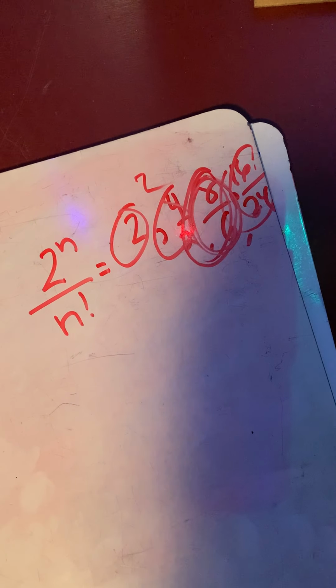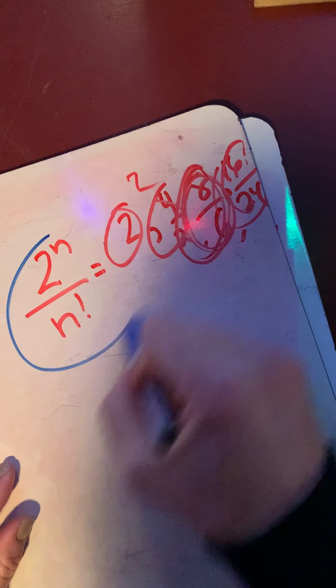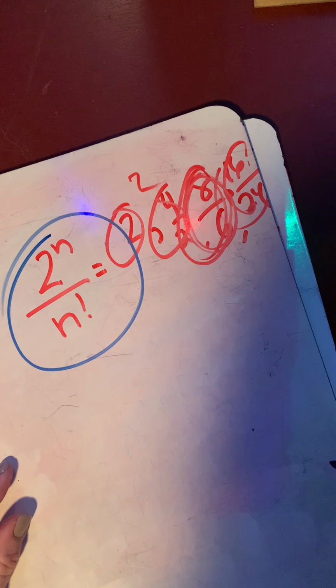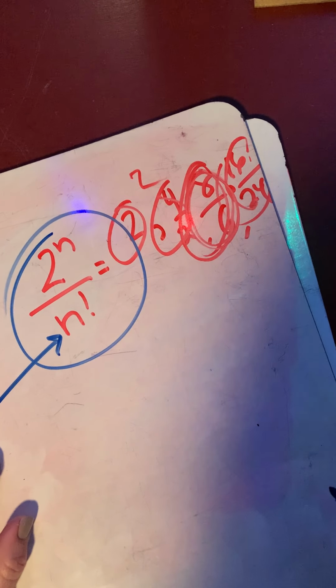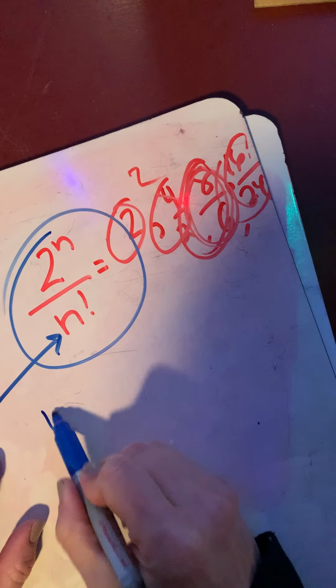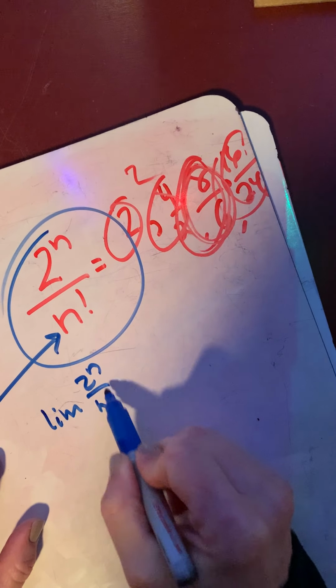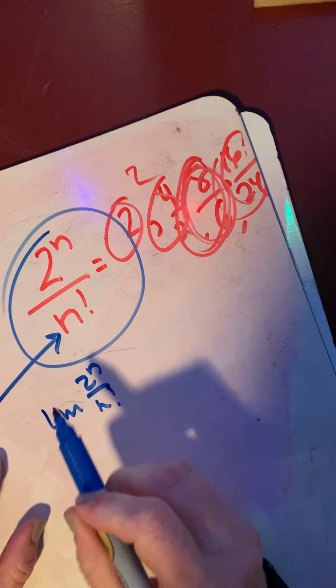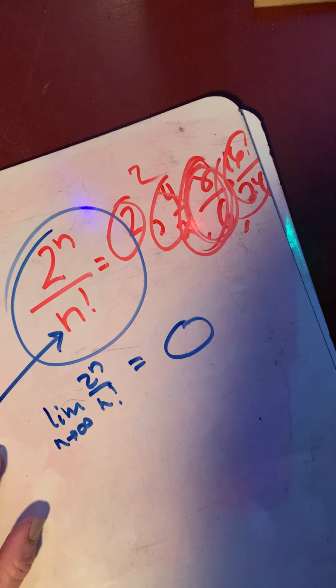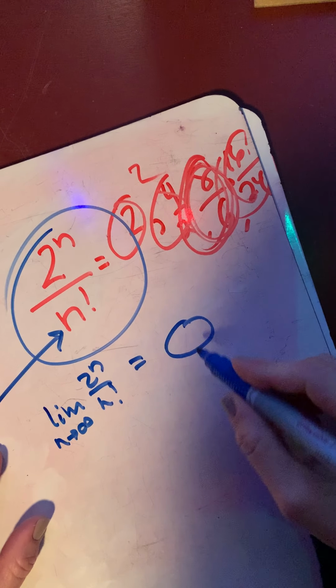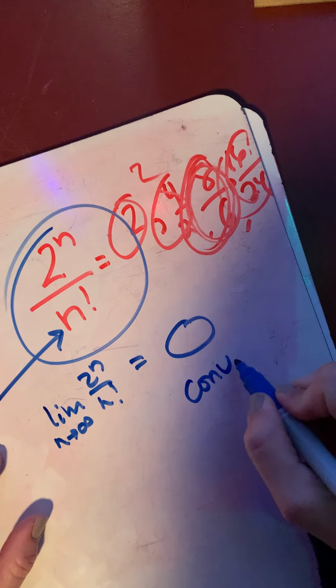So without having to go super far, we can just look at this and say, what's happening? Which is growing faster, the top or the bottom? Well, factorials are the fastest growing. So the limit of this guy as n goes to infinity is 0. So this sequence is converging.